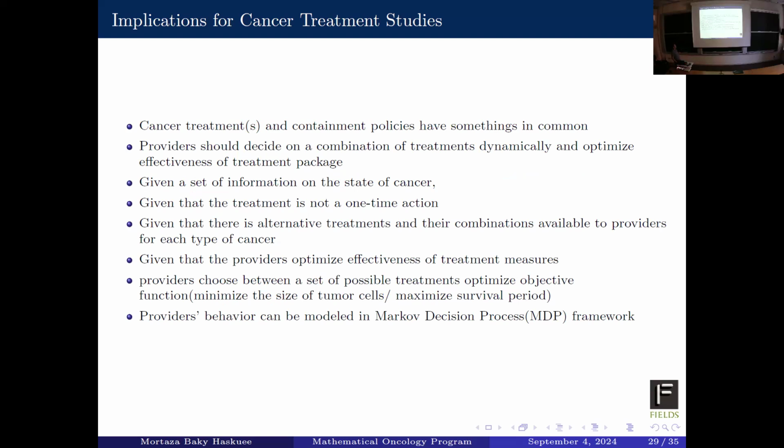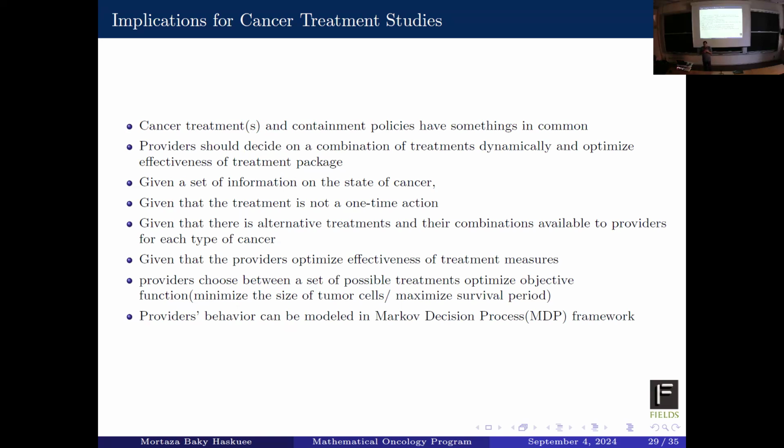Basically, my idea is that cancer treatment and containment policies have something in common. My question to you, our group of researchers, is: can we study this treatment and all the decisions on treatment? Because as you know, most treatment models assume that there is a treatment, and they integrate the treatment in the model and study its effect on the progression of the cancer or tumor level. But how is the treatment decided, how do the providers decide on the treatment? And another, most important question is: do the people accept or reject, and how do they decide to accept or reject the treatment?